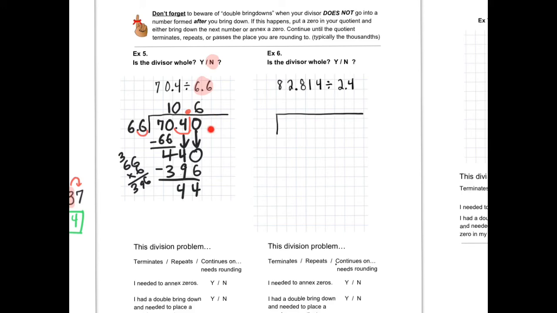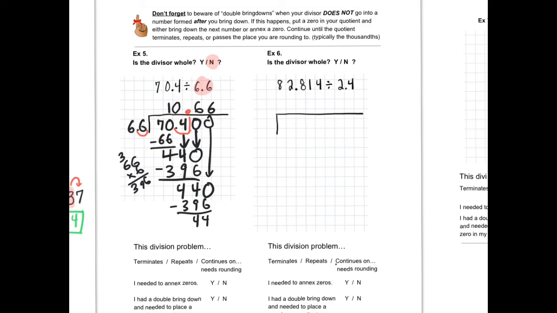Well, there's no more digits to bring down, but we still have a remainder, and we haven't gone out to the thousands. So let's annex a 0 and bring it down. How many times does 66 go into 440? Wait a second, that looks familiar. We just did that. Well, we know it's going to go in 6 times. And so 6 times 66 is 396. We subtract and get 44.